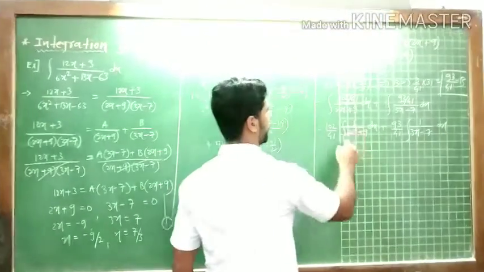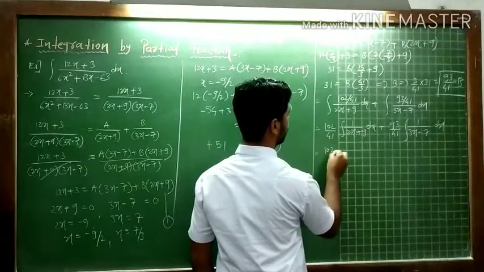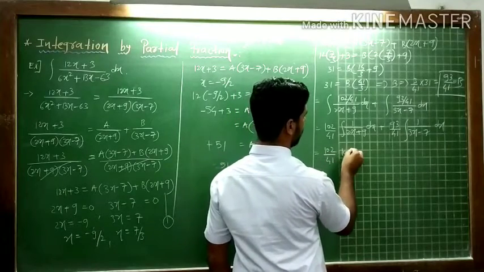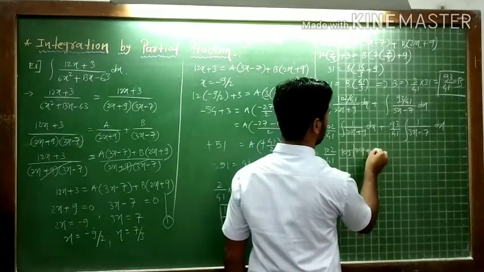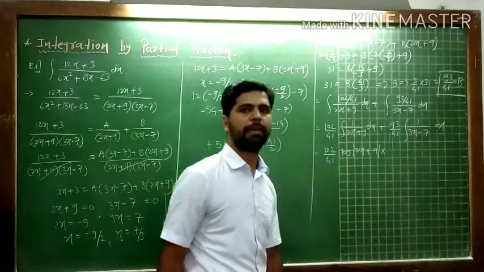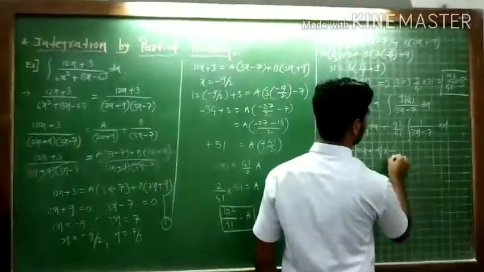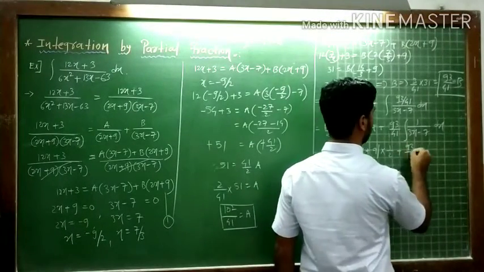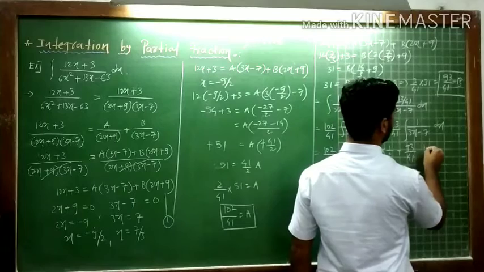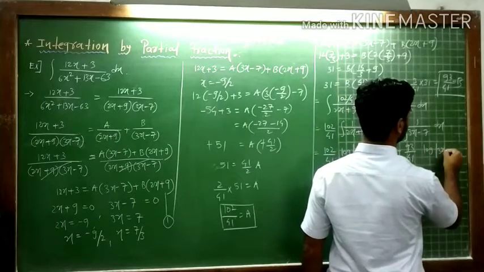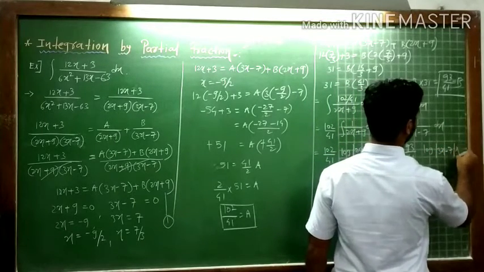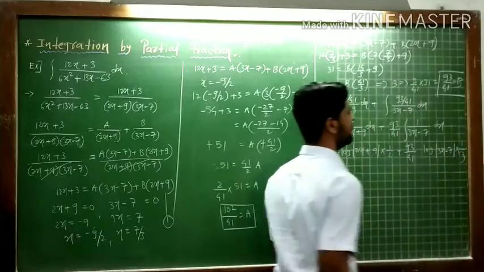We know 1 upon 2x plus 9 by integration is log of 2x plus 9. But don't forget to multiply by the inverse of the coefficient of x. So the coefficient of x is 2, their inverse is 1 by 2. Similarly, 93 by 41. Again, what is the integration? Log 3x minus 7 and the inverse of the coefficient is 1 by 3.